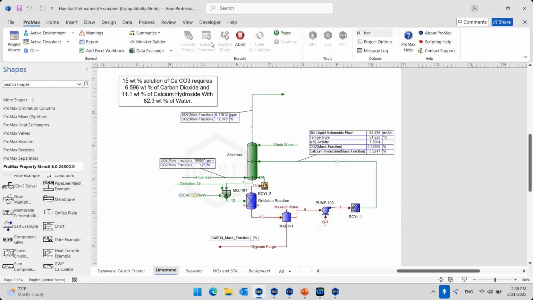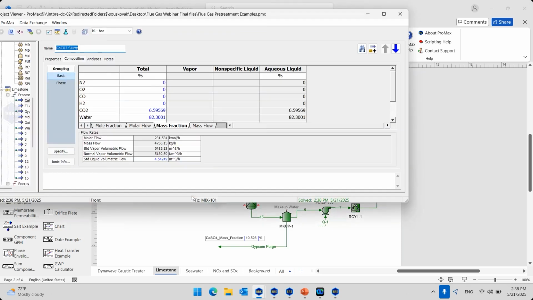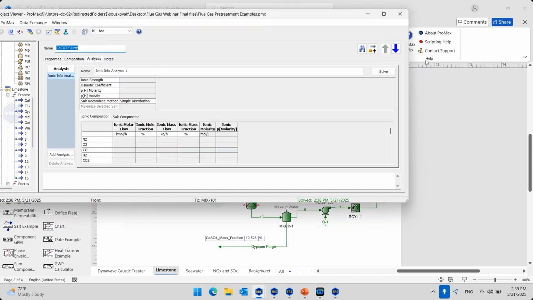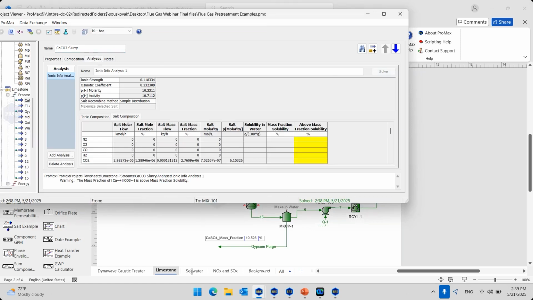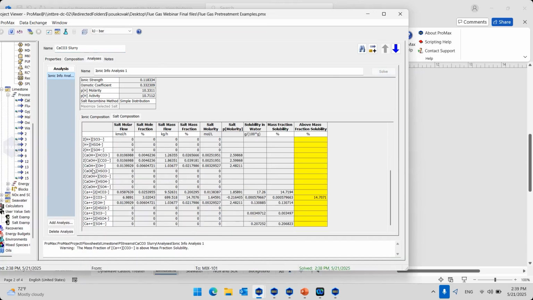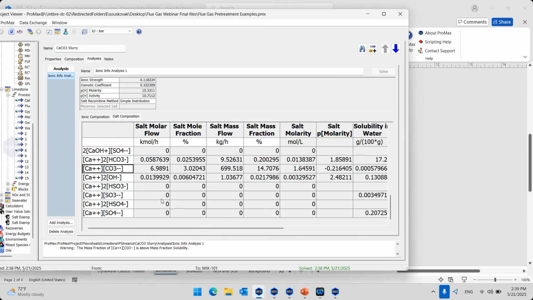All right, let me just recalculate it. And now to show you proof that it's really at 15% now, if I go to that stream and go to analysis and the ionic info analysis, and I go to salt composition, there is CaCO3, where is it? Over here. And we can see that its salt mass fraction is 14.7%. So that would be the 15% we wanted.